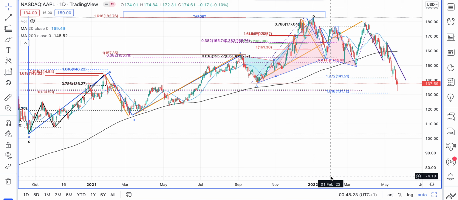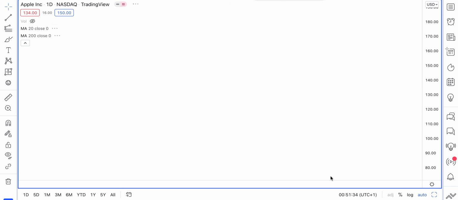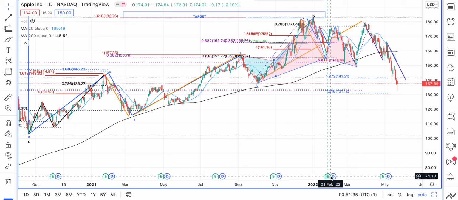Today we'll take a look at the Apple stock. It's been a while since I have done a video on stocks, so I thought I'll just cover this because Apple has reached a key level.